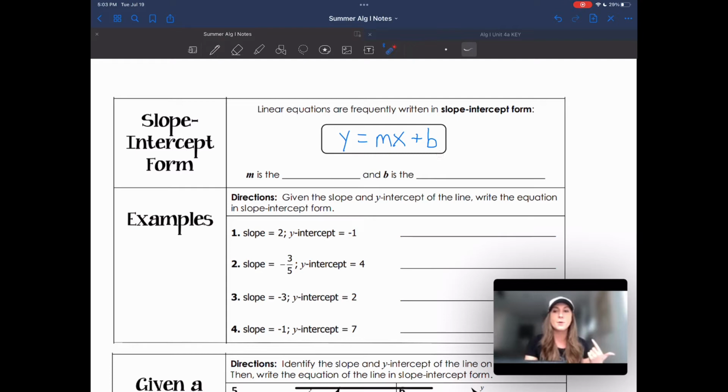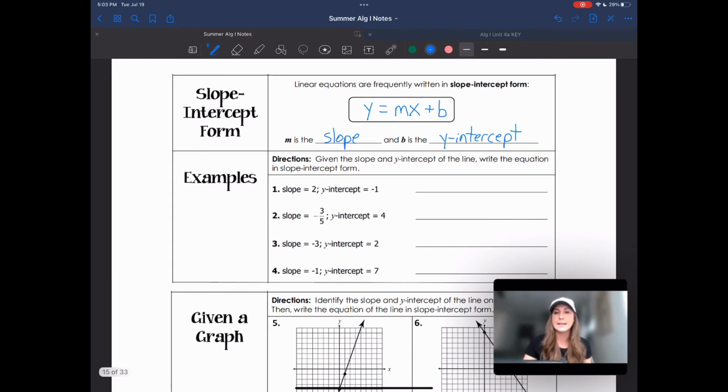But you'll have a number plugged in for the m and plugged in for the b, okay? So we know our m represents the slope. We just talked about that. And our b is the new thing, and that is our y-intercept. Y-intercept. And that just means where your line hits the y-axis whenever you graph it, okay? Which we'll look at down below here.